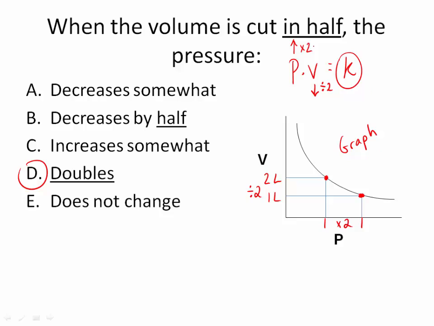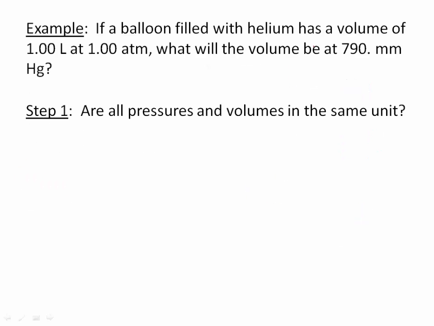Let's try a problem. The problem we're going to try is this one. If a balloon filled with helium has a volume of 1 liter at 1 atm, what will the volume be at 790 millimeters of mercury?